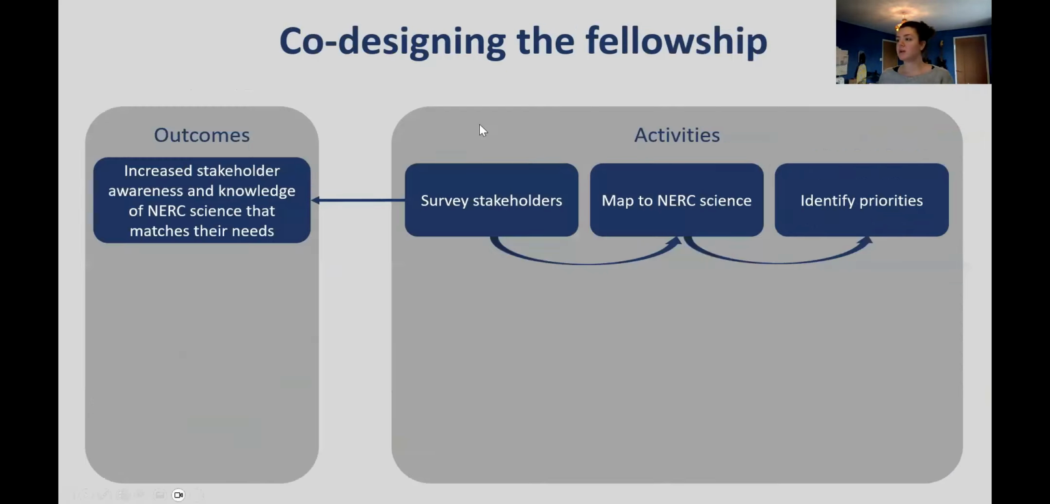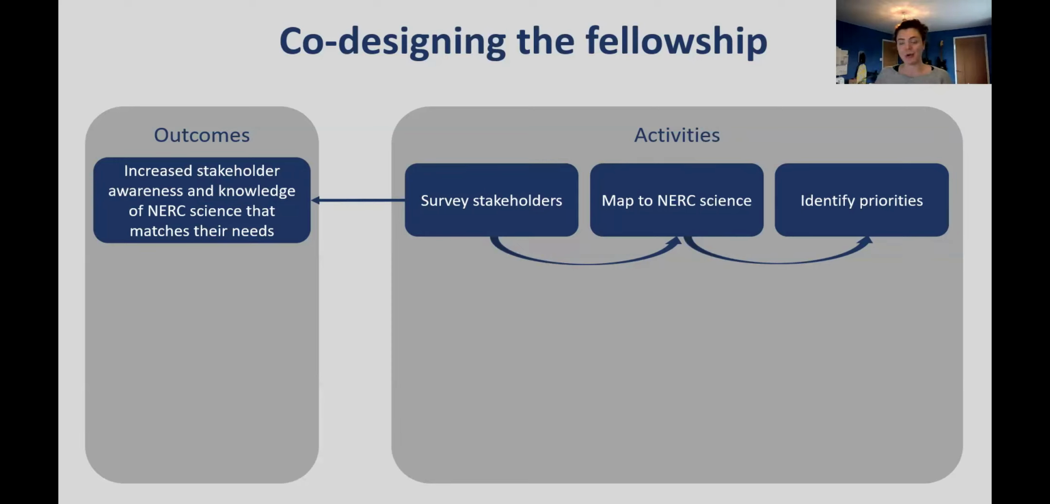So there are three aims to this project. The first is to increase the stakeholder awareness and knowledge of the science that is available out there that matches their needs. And this will be achieved through a consultation phase. We are towards the end of that consultation phase now, actually. I've done a survey of the stakeholder group, as well as some interviews and workshops, to try and understand what the needs of the stakeholder community are, so that then we can map those needs onto the science that is available. And then we'll identify some priorities for the next phase of development of the project.